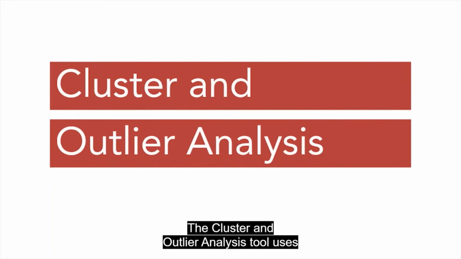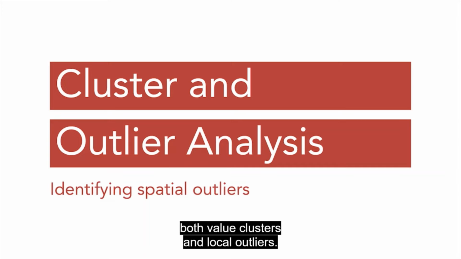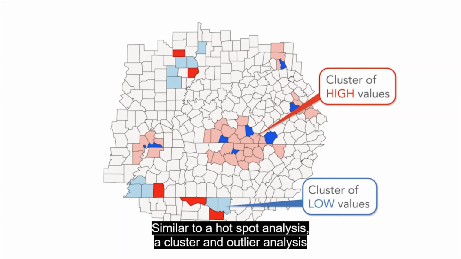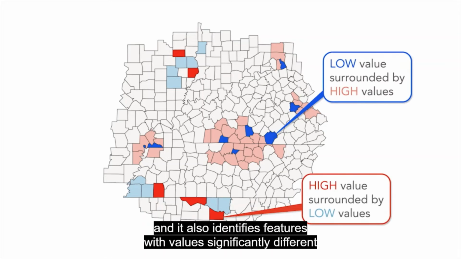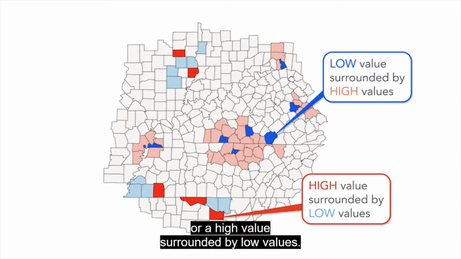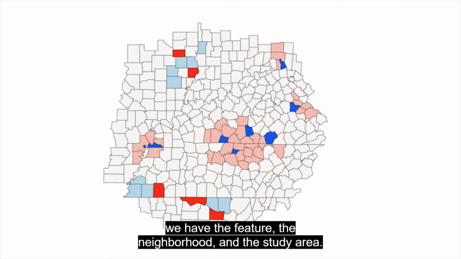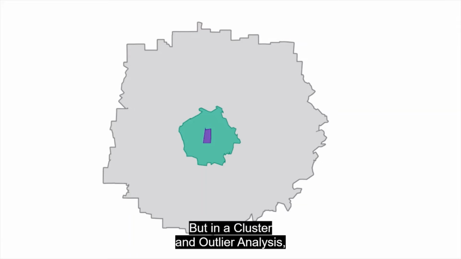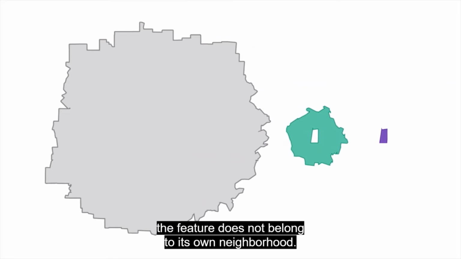The cluster and outlier analysis tool uses the Anselin Local Moran's I statistic to identify both value clusters and local outliers. Similar to a hotspot analysis, a cluster and outlier analysis finds places where high and low values cluster together, and it also identifies features with values significantly different from their surroundings, like a low value surrounded by high values or a high value surrounded by low values. Just like with a hotspot analysis, we have the feature, the neighborhood, and the study area. But in a cluster and outlier analysis, the feature does not belong to its own neighborhood. This allows for 2 different comparisons.